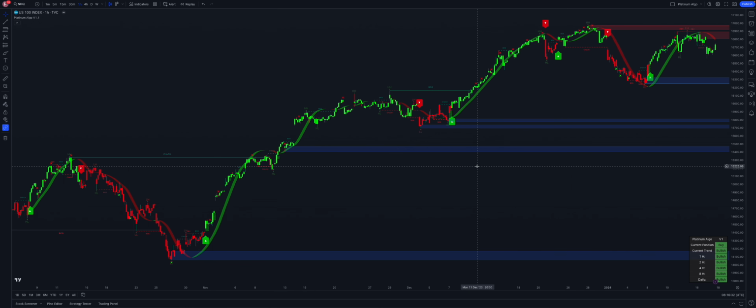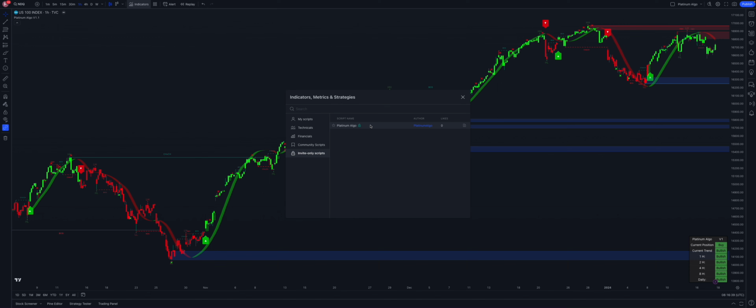After you've purchased it, in order to attach it to your chart, you want to click on the Indicators tab, click on Invite Only Script here, and click on Algo.